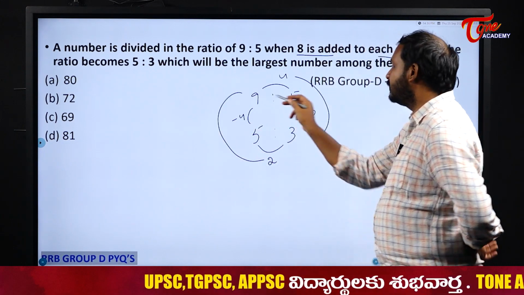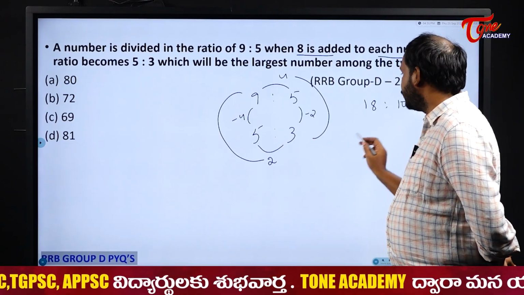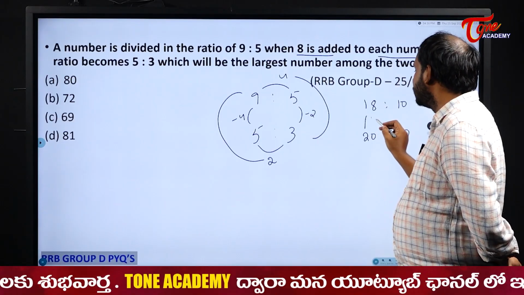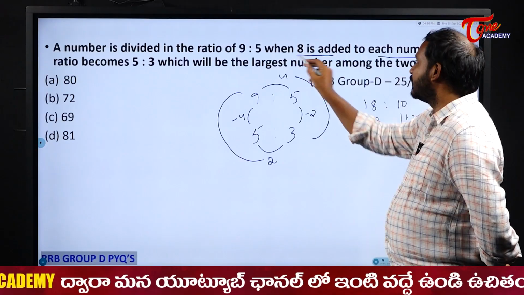When you do that, 2 into 9, 18. 2 into 5, 10. 4 into 5, 20. 4 into 3, 12. So both are increased by how much? 2 parts and 2 parts. So now it is very simple. 2 parts is what? 8 for me.